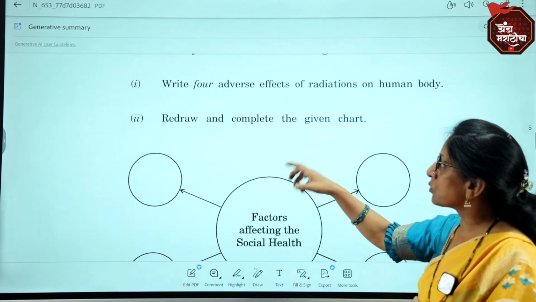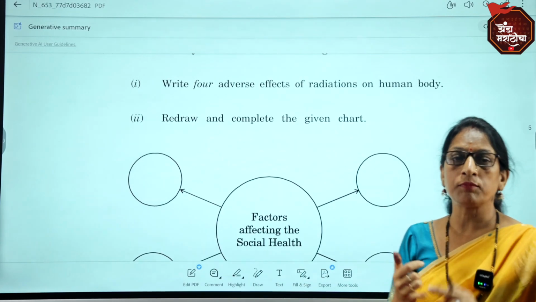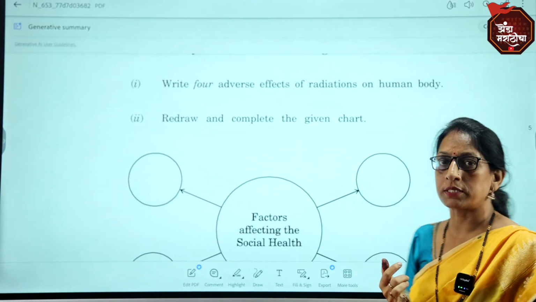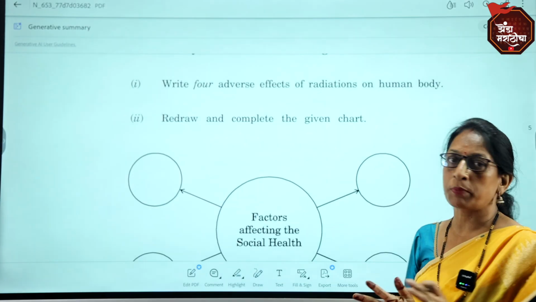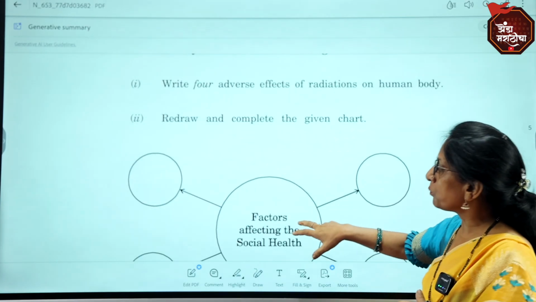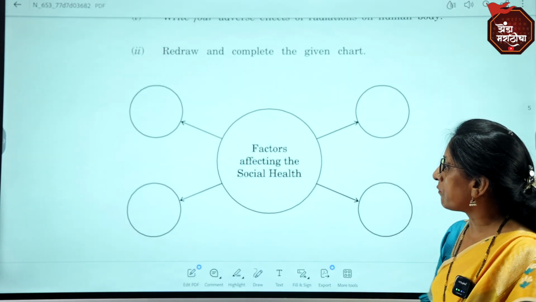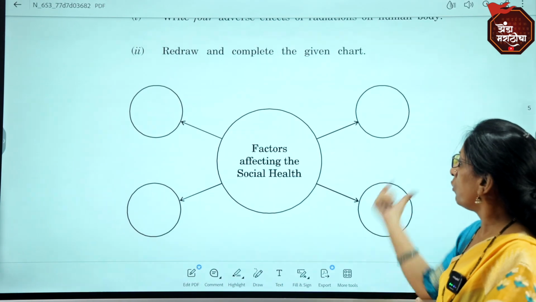So when you attempt this question, again you should be precise and give the answer in points, in a scientific way. Don't explain unnecessarily. It should be in points. For example, factors affecting social health. So only 4 options are given to you.